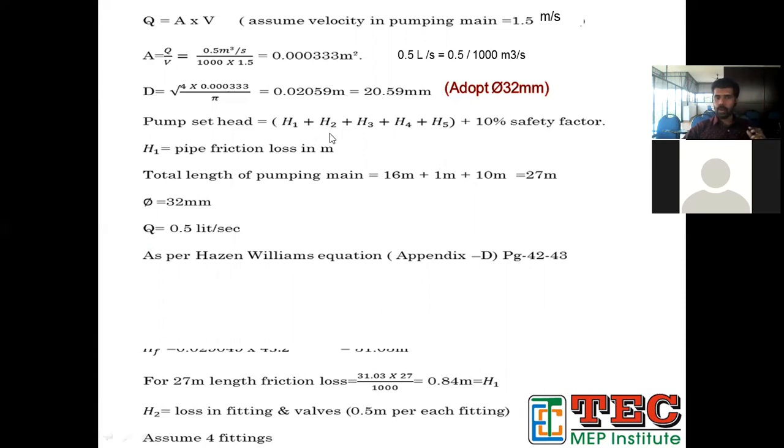So you got H1 plus H2 as 18.2. H3, what was your answer? H3 is 0.61, plus H4 you got 2, because 0.5 into 4 is 2. Then H5 is equal to 2 meter. So when you add all those things, how much did you get? 22.81, or we can write 22.9. That is correct. So total head will be 22.81.